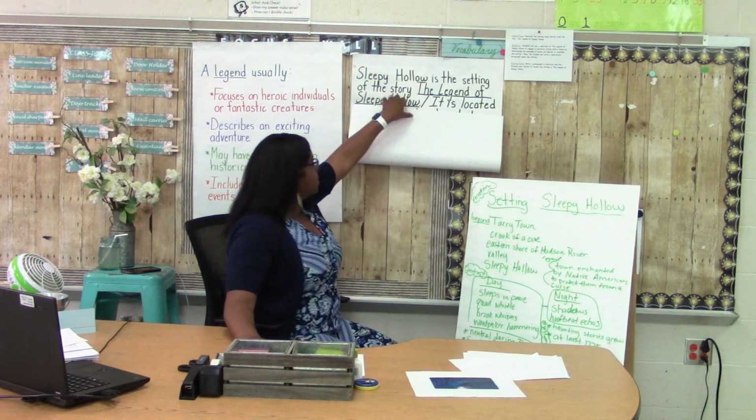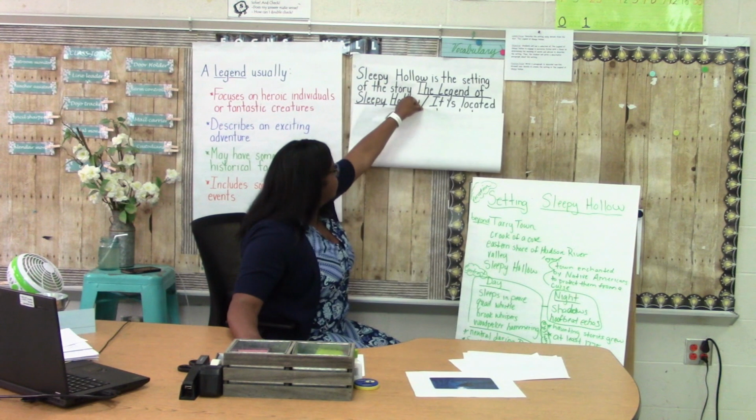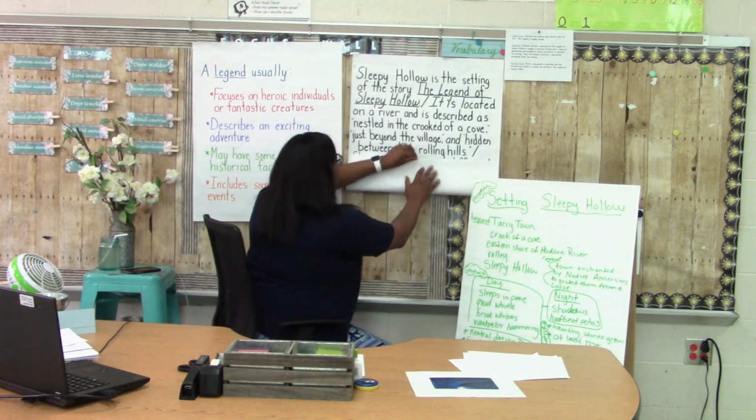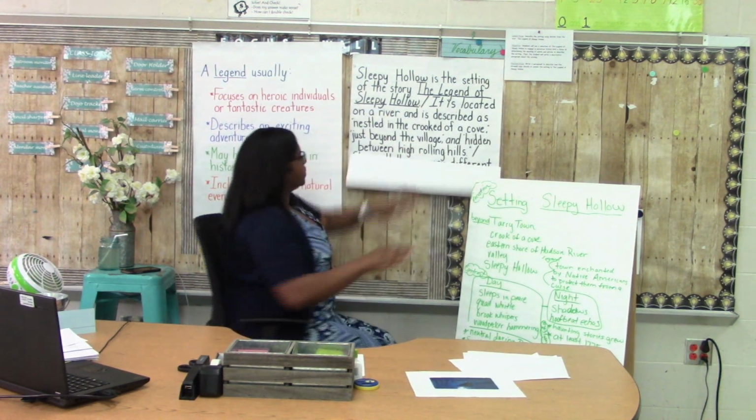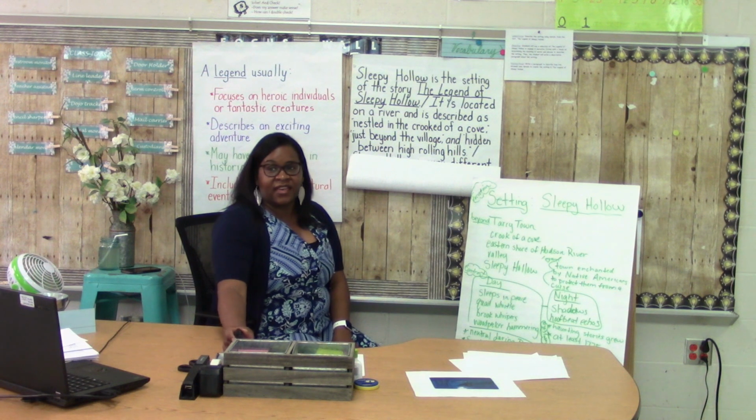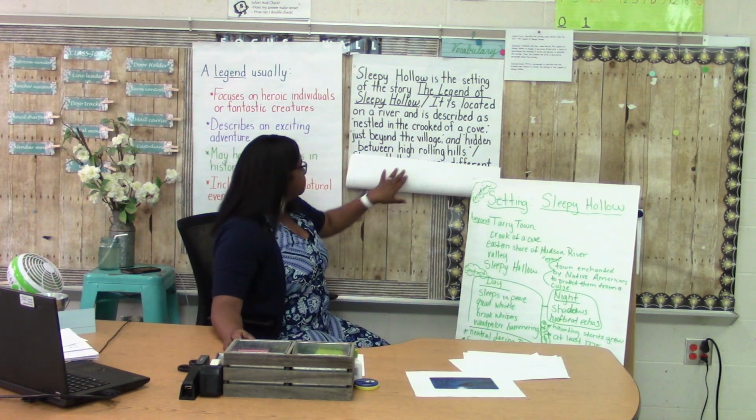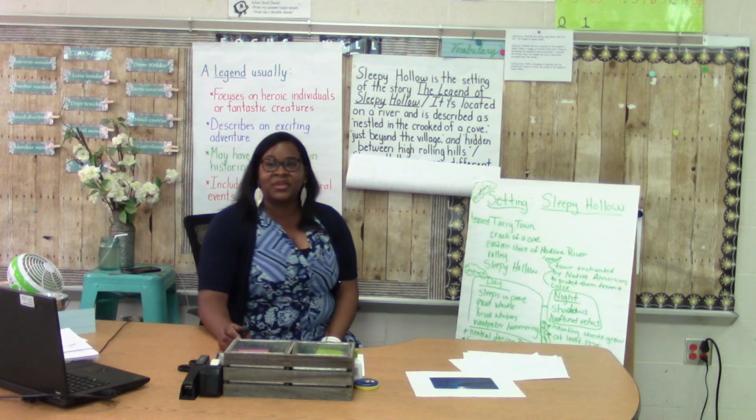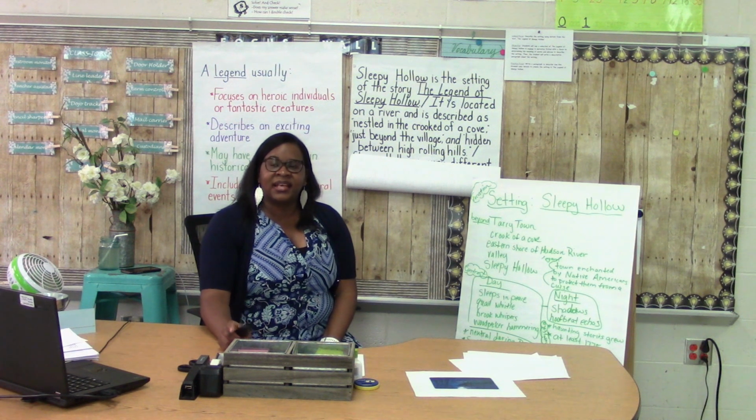Great. I wrote, it is located on a river and is described as nestled in the crook of a cove, just beyond the valley and hidden between the high rolling hills. Now, let's look at what we've learned about the differences in the town during the day and night, and include it in the next sentence of your description. Say it out loud, what you might write here using the information from the chart.